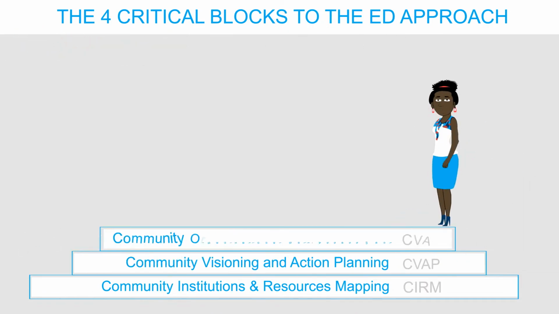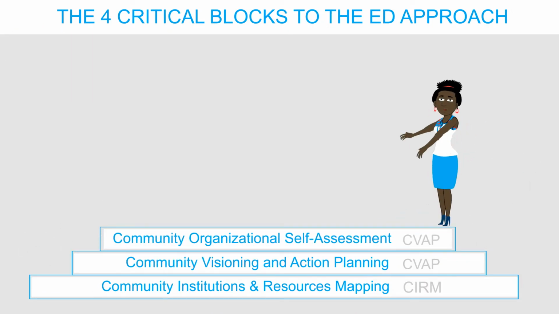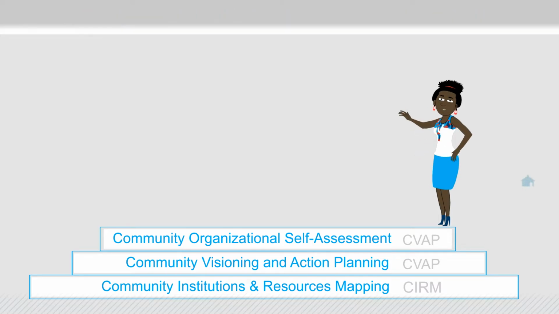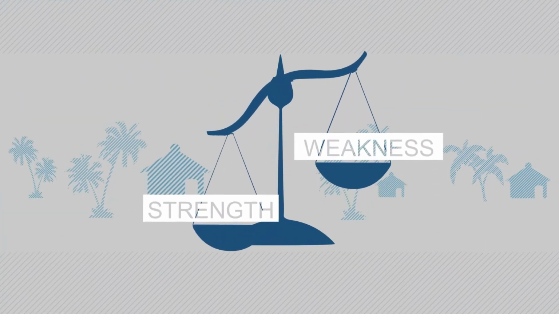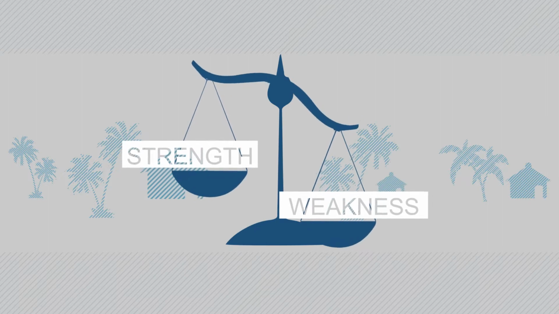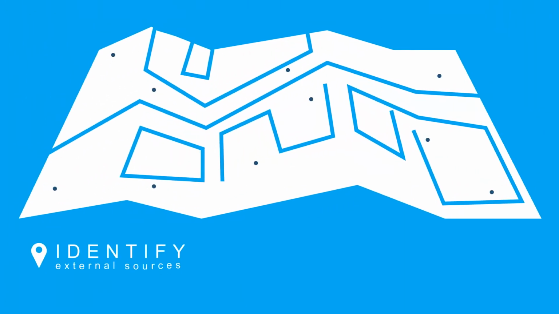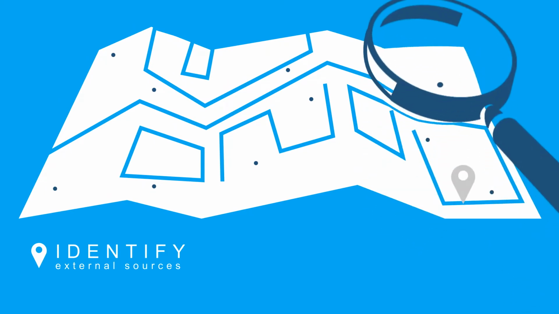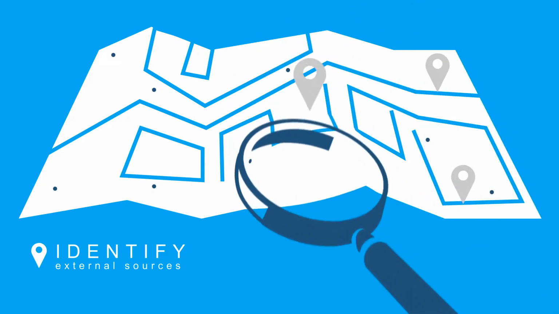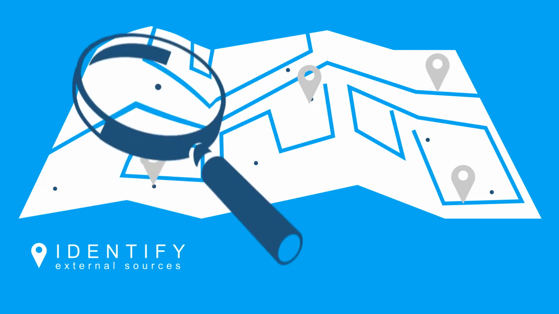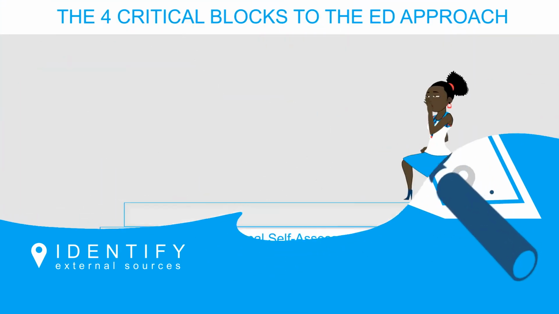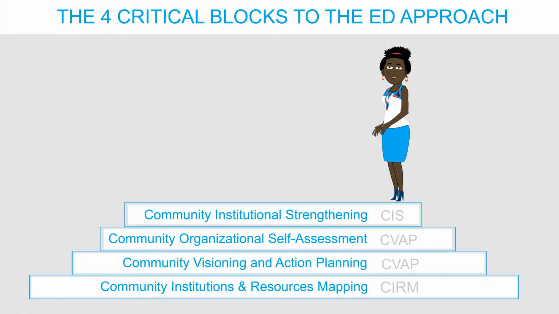3. Community Organisational Self-Assessment. The Community Organisational Self-Assessment helps the community to better recognise its strengths and the areas that need to be strengthened in order to realise the community's goals. It helps the community to identify where external sources might be located to assess if they are appropriate for the community. 4. Community Institutional Strengthening, CIS.